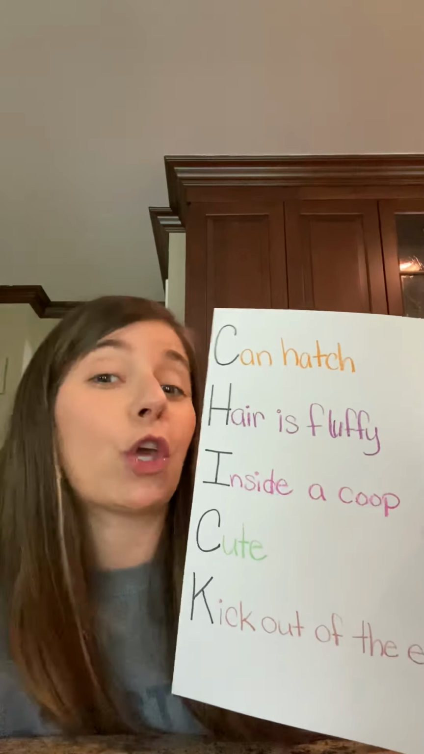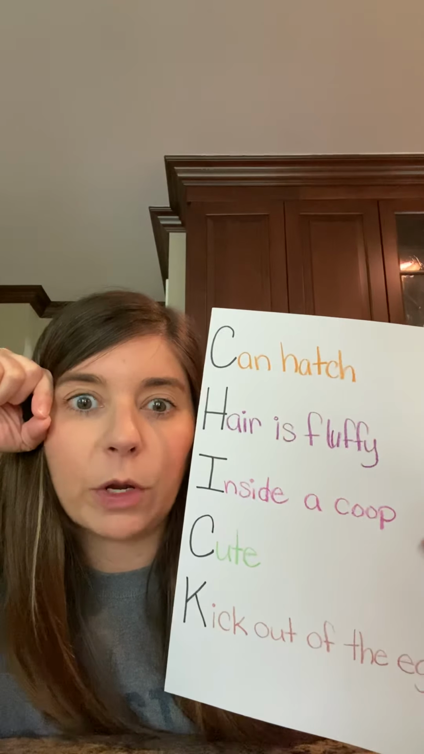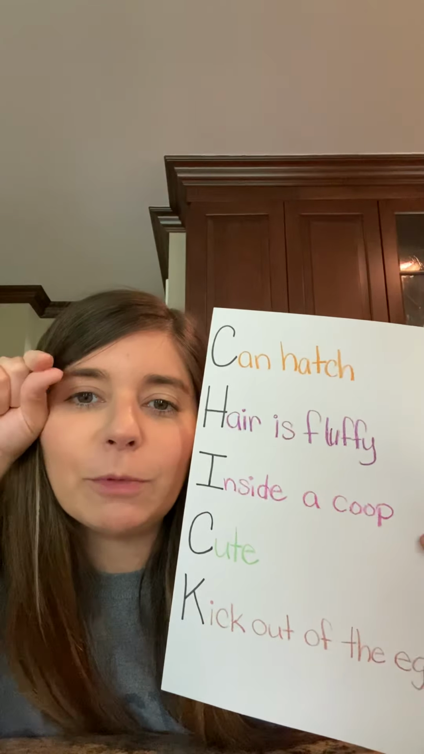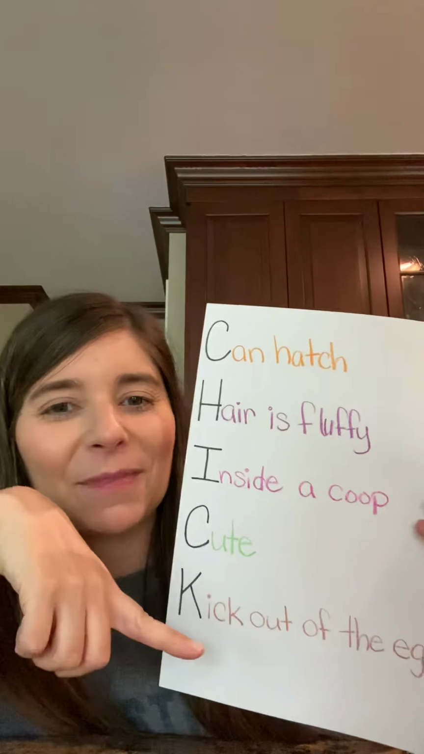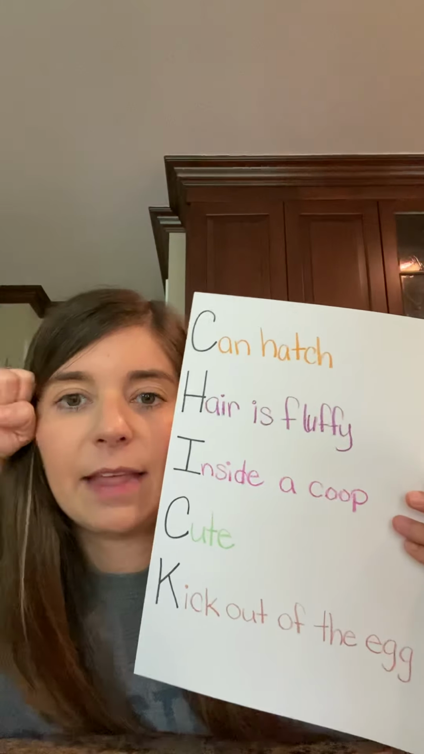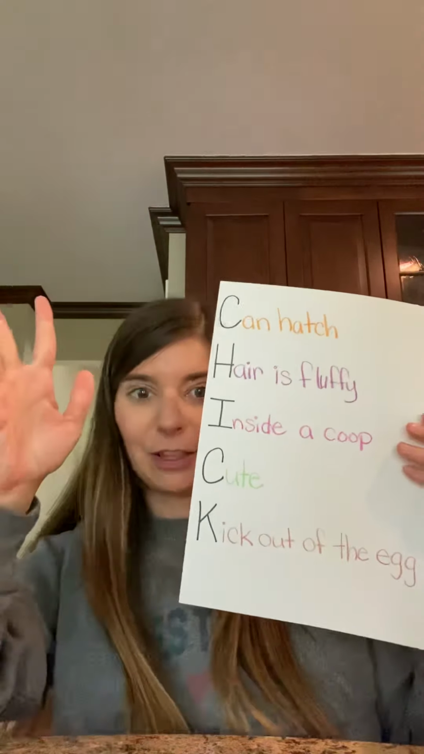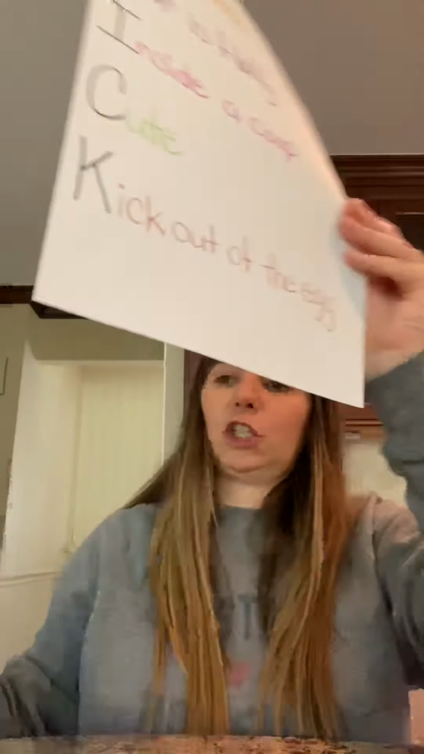I wrote cute, but I really, after I thought about it a little more, I wish I would have written cheep, cheep, cheep, or chirp, chirp, chirp, because that's the sound they make. And then here for K, I said they kick out of the egg. That's how I imagine they hatch. They kind of kick their way out. So here I had both my poem and my picture to go with it. So feel free to get creative.